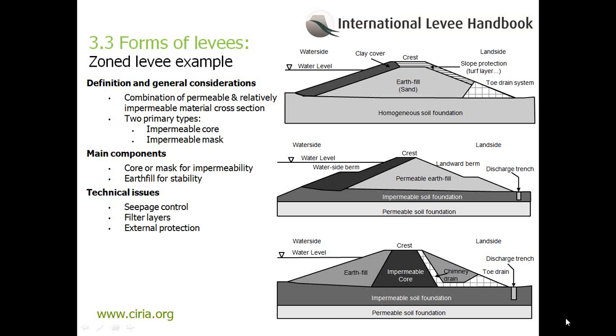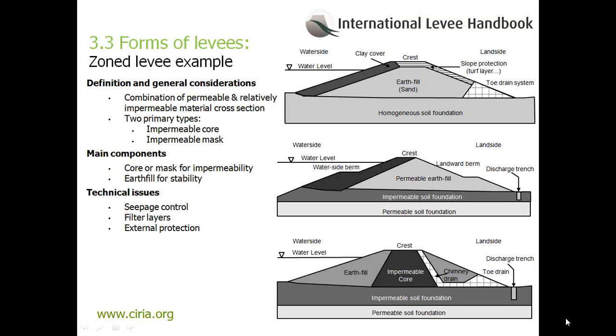Some of the main components of a zoned levee include a core or mask for impermeability and earth fill for stability. Some of the technical issues might consist of seepage control to prevent uplift pressures and piping or internal erosion through the foundation, filter layers to prevent the migration of fines, and an external protection to prevent deterioration from external agents.